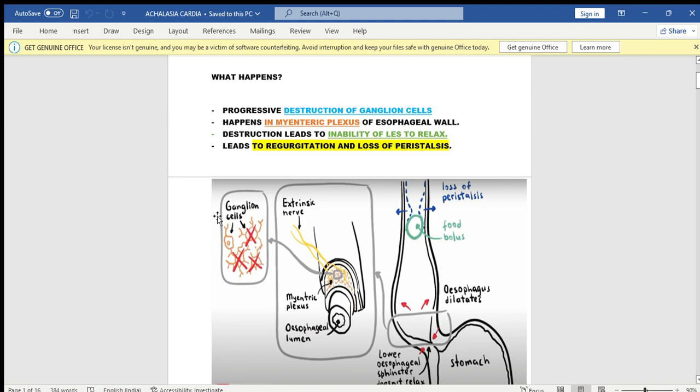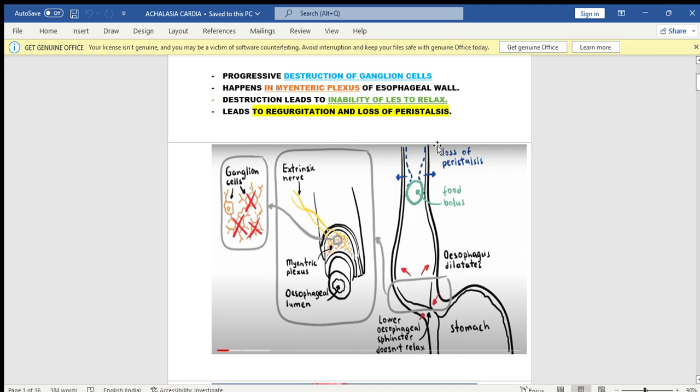So what is happening is there is progressive destruction of the ganglion cells. The cause can be autoimmune, or it can be acquired, or it can be idiopathic in nature. So there is progressive destruction of ganglion cells in the myenteric plexus of the esophageal wall. As a result, the lower esophageal sphincter, this one over here, right?